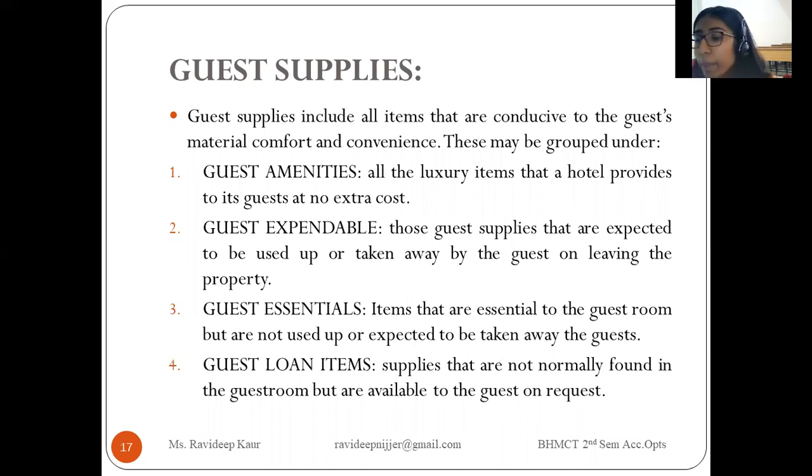So these may be grouped. Here below you could see the guest supplies which are the hotel service to the guest. First you have guest amenities, all the luxury items that a hotel provides to the guest at no extra cost, such as bathroom amenities or the bathroom supplies which are placed in the bathroom and in the room as well. So there are the amenities which the hotel supplies at no cost to the guest. Those are known as guest amenities. Then you have guest expendables. Those guest supplies that are expected to be used up or taken away by the guest on leaving the property.